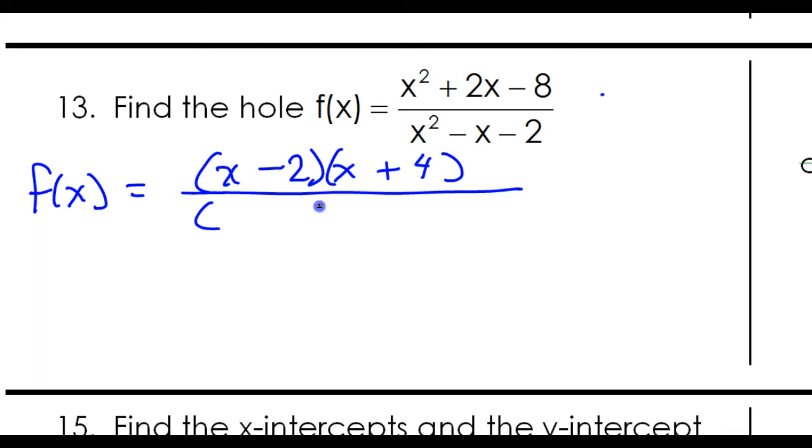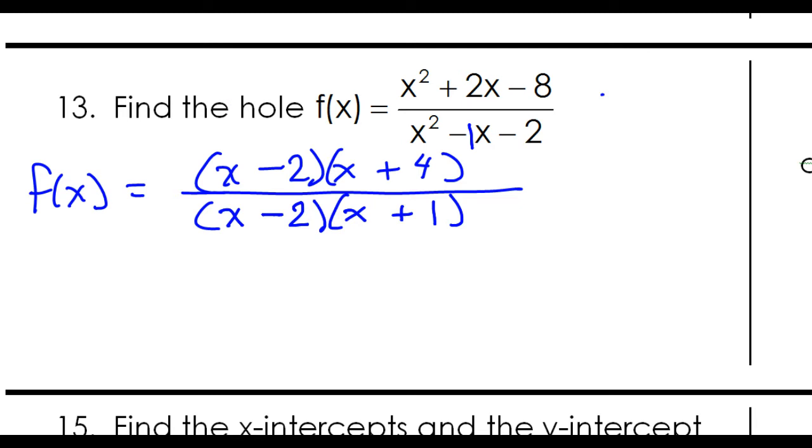Now how about this one? Again, x squared is x times x. 2 is a prime number. It can only factor as 2 times 1. To get a negative 1 middle, I need a negative 2 and a positive 1. So that's how it factors.